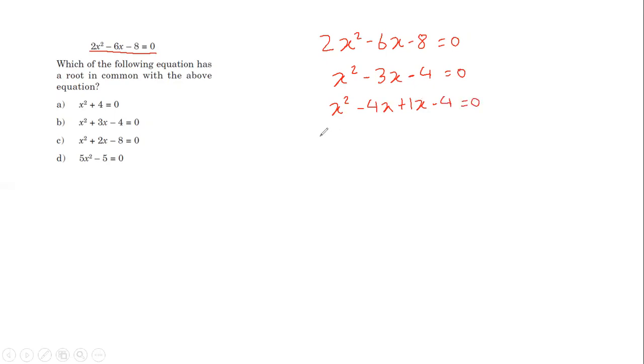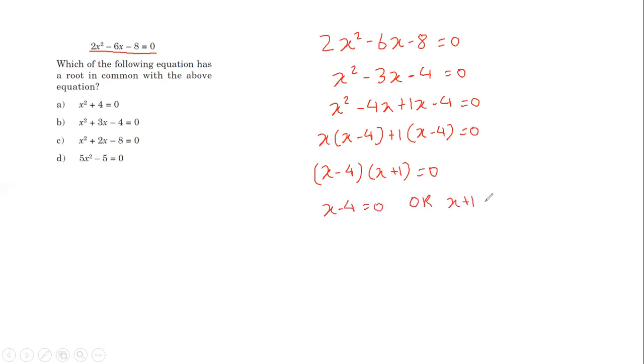So I'll take x common from the first two terms, x minus 4. Similarly, I'll take plus 1 common from the last two terms and I'll again get x minus 4. So now x minus 4 will be common. So x minus 4 times x plus 1 is equal to 0. So from here, I'll get x minus 4 is equal to 0 or x plus 1 is equal to 0.